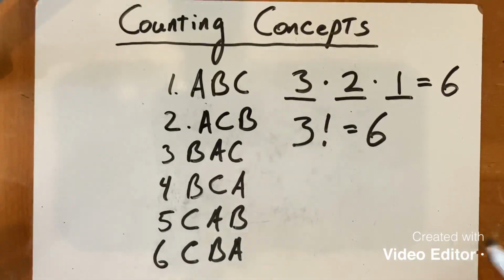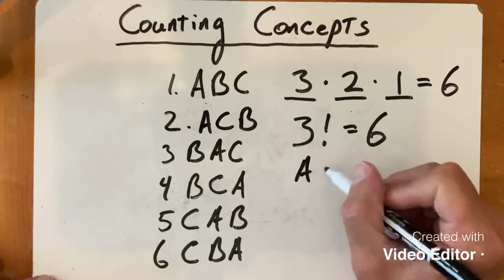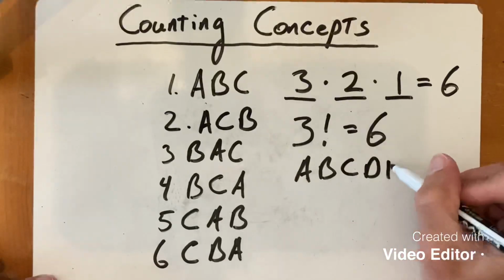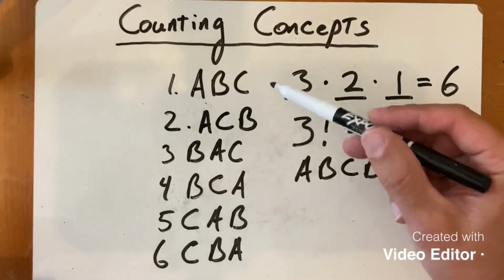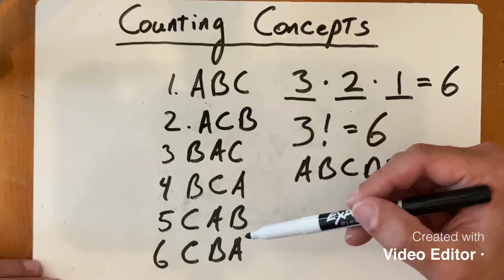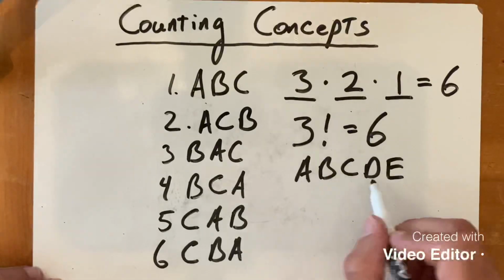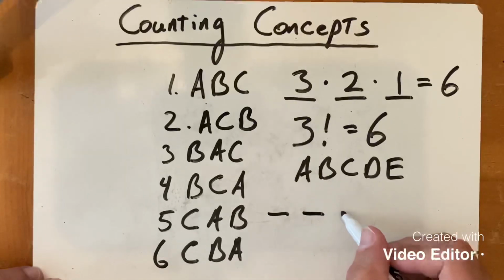So for example, let's say I wanted to know how many different ways I can arrange the first 5 letters in the alphabet. Let's say I have A, B, C, D, and E, and I want to know how many different ways I can arrange those. Well, I probably don't want to sit there and do this because it's going to be a lot more than 6. So the fast way is to say, okay, I've got 5 slots available to fill.